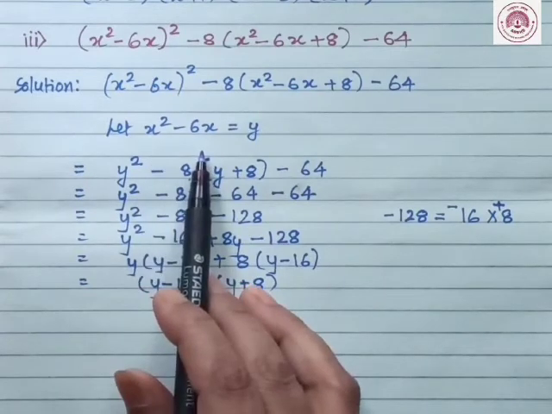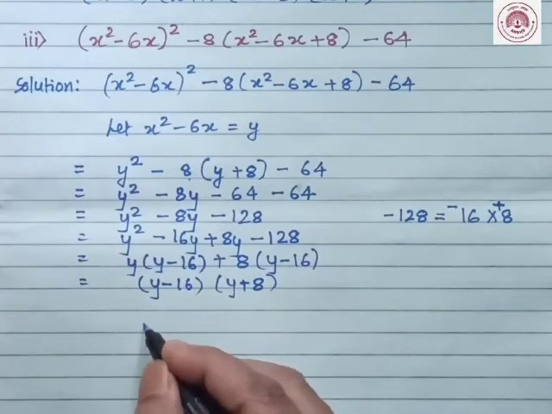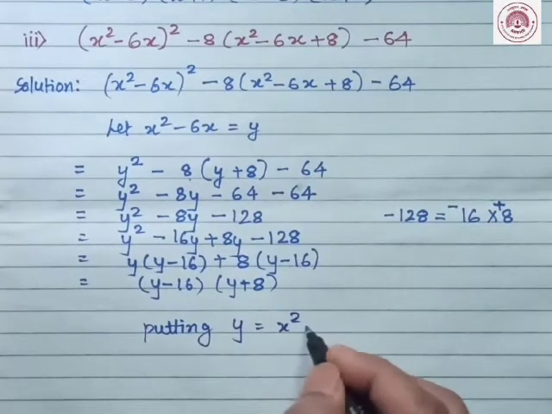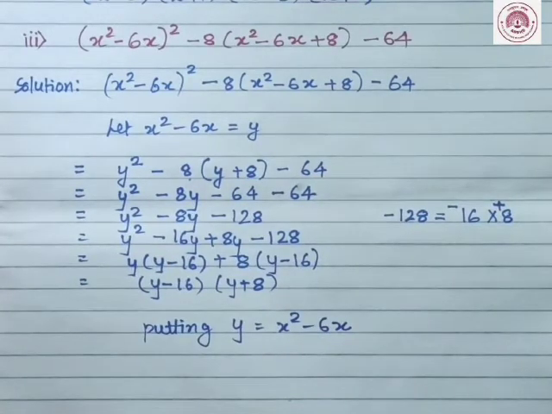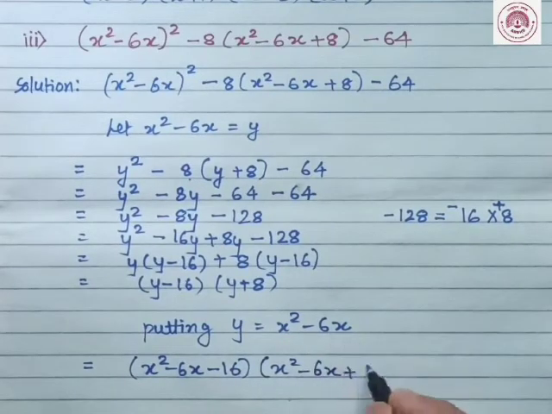Okay, now what is the value of y? x² − 6x. So we'll put the value of y as x² − 6x. So putting y equals x² − 6x, this is equal to (x² − 6x − 16), and in the second bracket, y is x² − 6x and then + 8. So these are the two factors. Now again these two are quadratic polynomials. We have to see whether we can factorize them further.